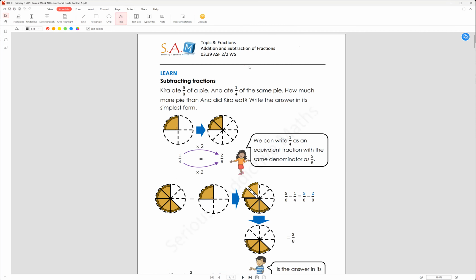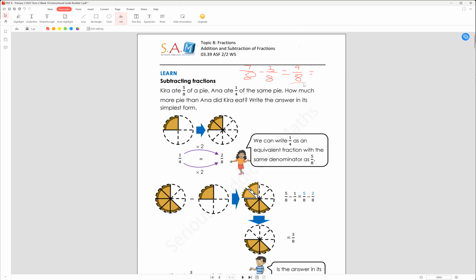So for example, you have 7 out of 8, and you minus 3 out of 8. The idea is if the denominator is the same, you can just subtract the numerators. So 7 out of 8 parts minus 3 out of 8 parts, you get 4 out of 8 parts. Of course, this is a bit advanced for them, but ask them to consider, do they need to simplify the answers?